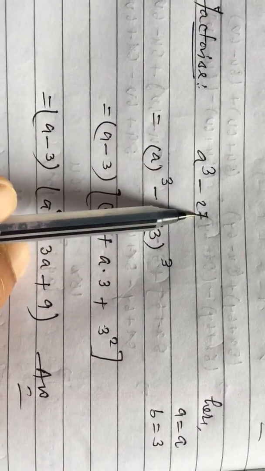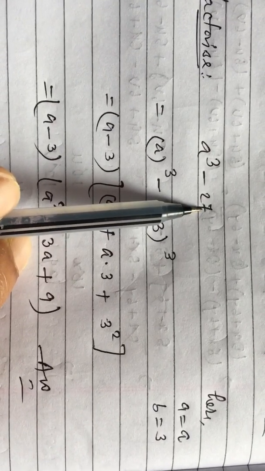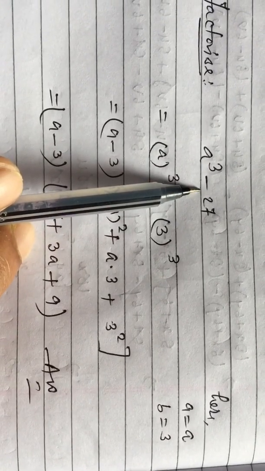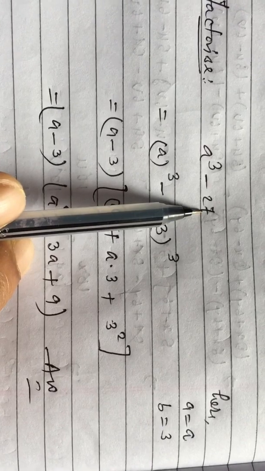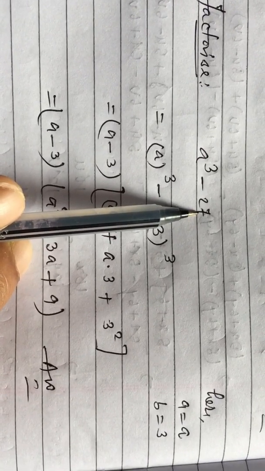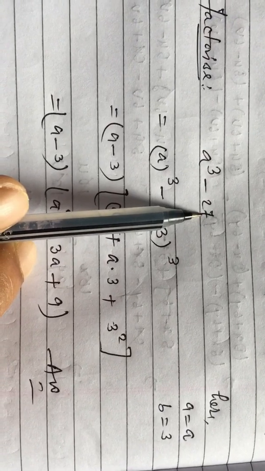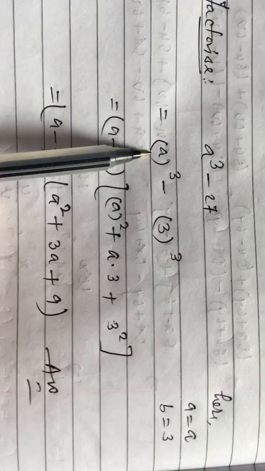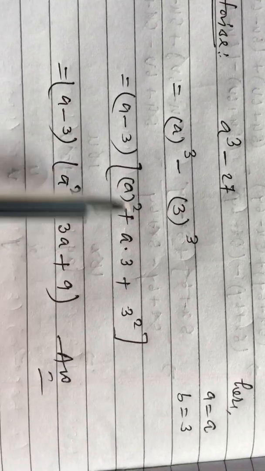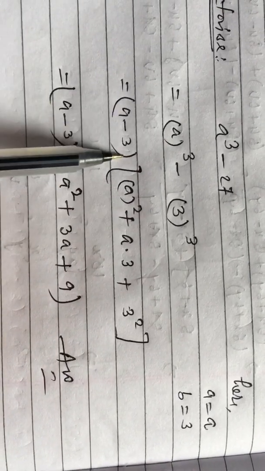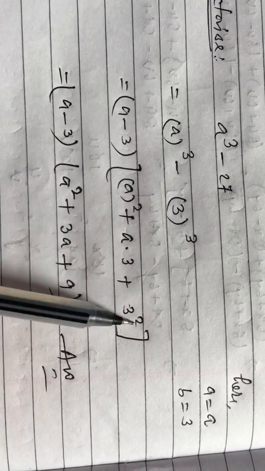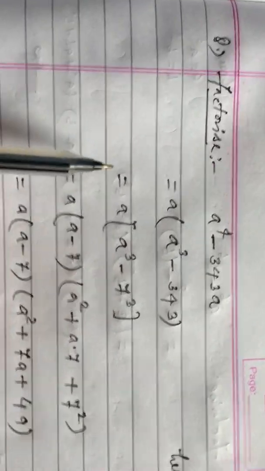Factorize a cube minus 27. In this type of question, you can see the cube should be there. In between it may be plus or minus, and this side it may be a perfect cube of a constant, a perfect cube of a non-variable. So 27 is the perfect cube of 3. So a is a and b is 3. Now applying the formula a cube minus b cube, that is a minus b, a square plus ab plus b square. So a minus 3, a square, plus 3 into a, that is 3a, and the square of 3, that is 9.